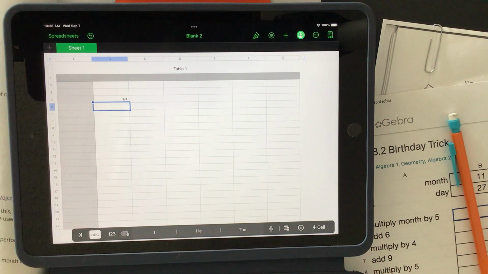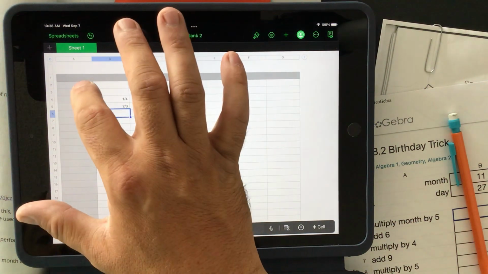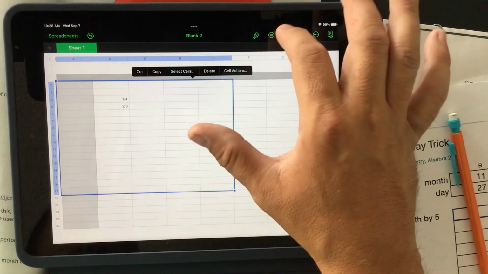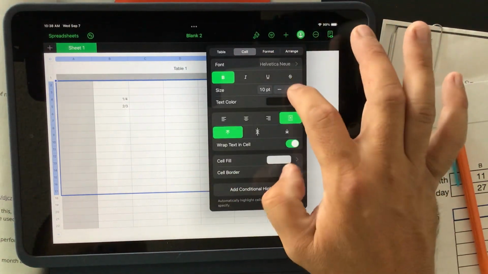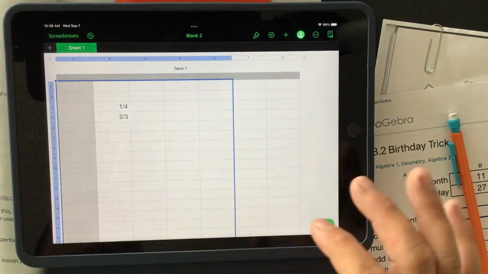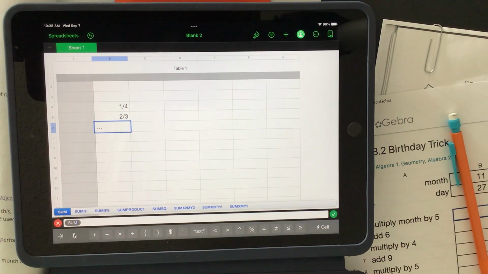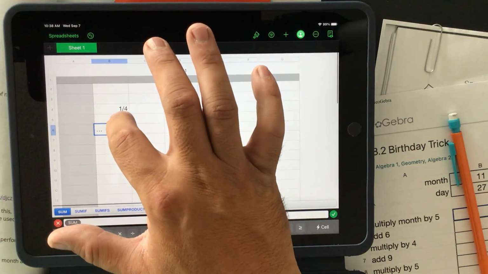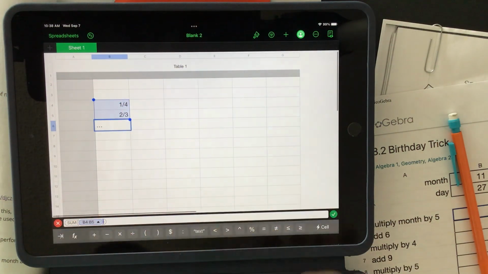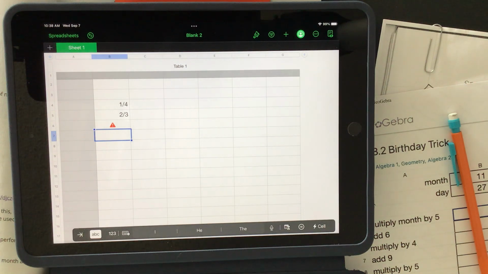Let's do 1/4, 2/3. Okay, now that actually thinks it's a date. It thinks it's January 4th and February 3rd. So in B6 here, I'm going to add those up. Sum. Highlight those two. Hit enter. And that's where we were having trouble yesterday.